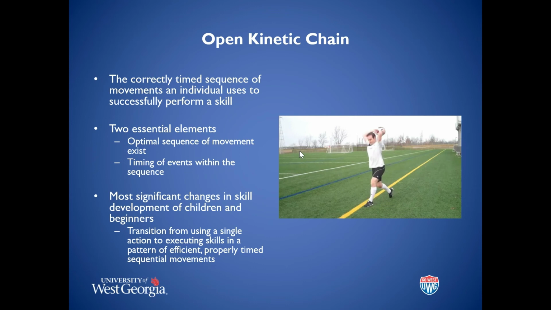And so these are the most significant changes in skill development for children and beginners. They transition from using a single action to putting a group of actions together. Again, think about a child throwing for the first time. They tend to just throw with their wrist, maybe their forearm a little bit. And then as they build that, they start pulling their arm further back. They start to step into that throw, and you see those more often.